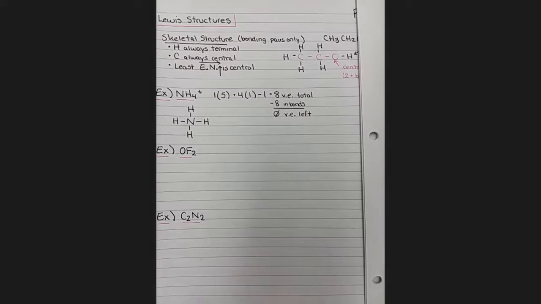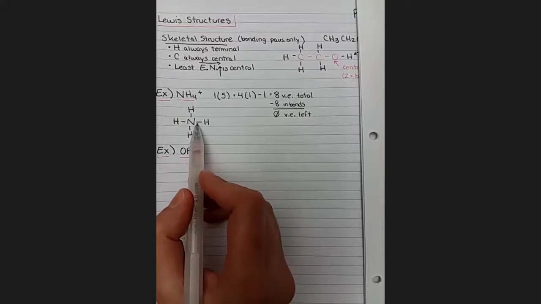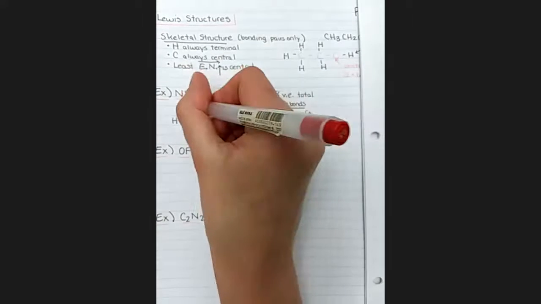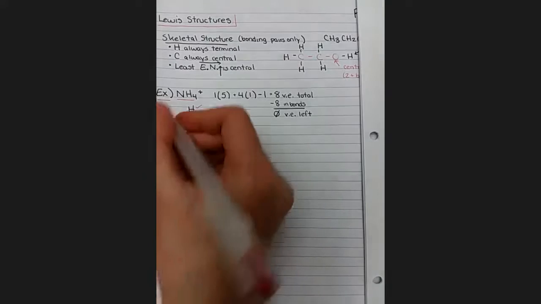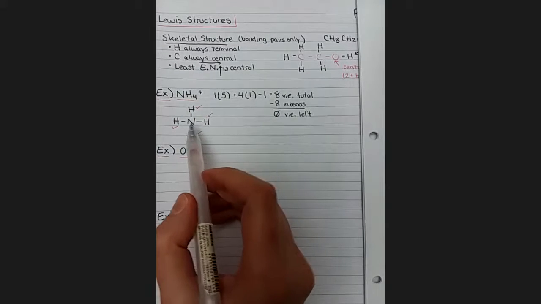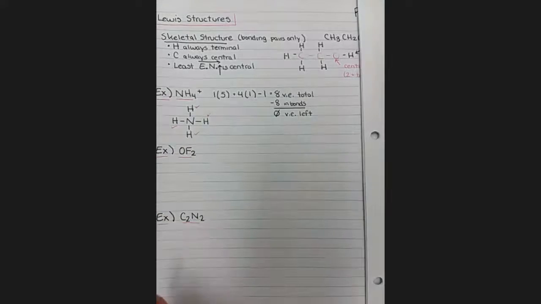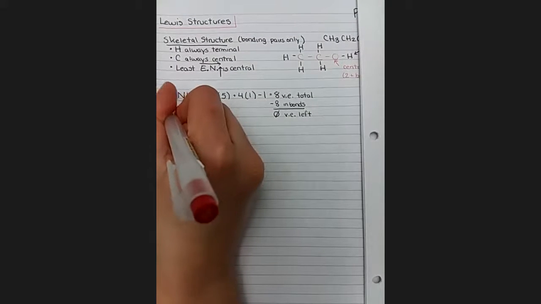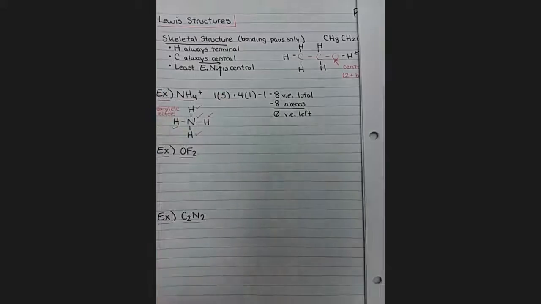So let's go through and check the octet. So we know hydrogen technically only needs a duet, and that both the electrons in this bond are shared by hydrogen. So it has 2. This hydrogen is bonded, so it has 2. This hydrogen is bonded, so it has 2. This hydrogen is bonded, so it has 2. And then we'll check nitrogen. Nitrogen needs to have 8 electrons in its octet, and it's got 2, 4, 6, 8 bonding electrons. So it has a complete octet. So all of these atoms have complete octets. Those are the only structures we're allowed to make right now.